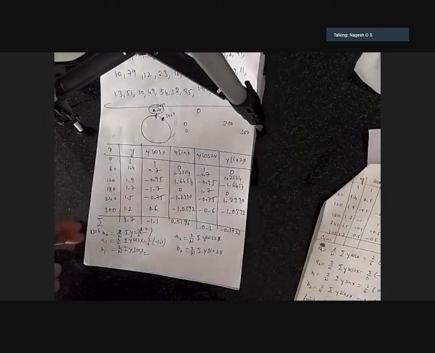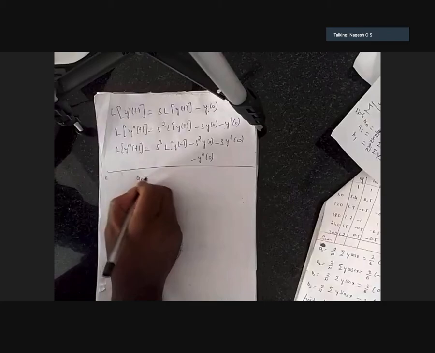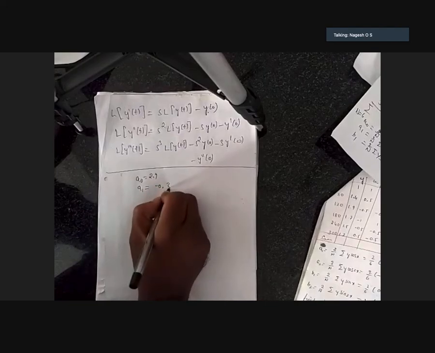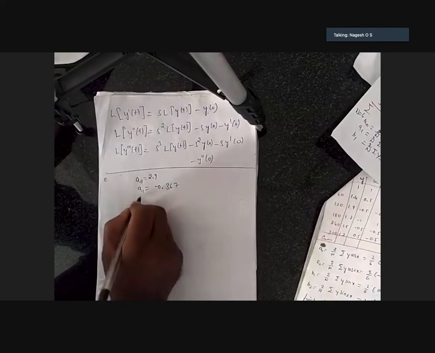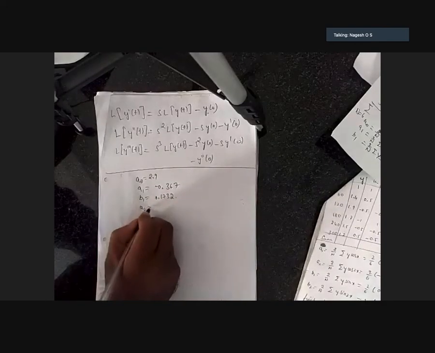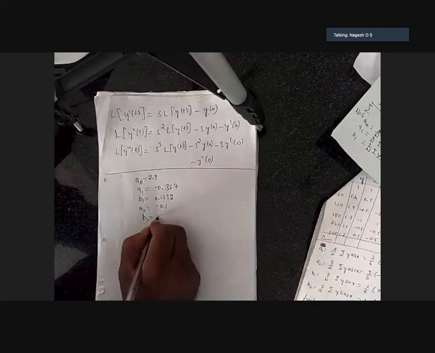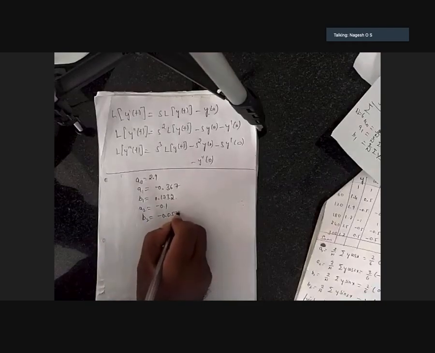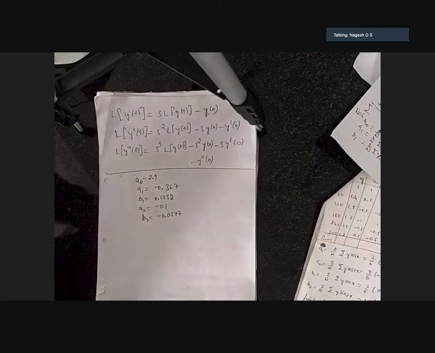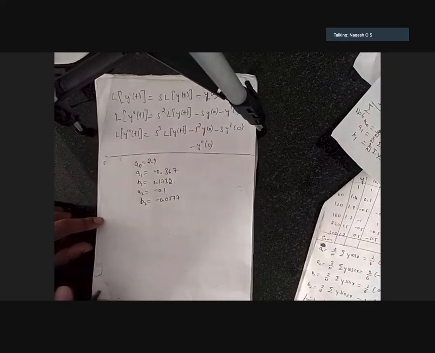You can write the values. You just cross check. A0 is 2.9, A1 is minus 0.367, B1 is 0.1732, A2 is minus 0.1, B2 is minus 0.0577. These are the A1, A2, B1, B2 values. So first two harmonics they asked, first two harmonics, not the function they asked.